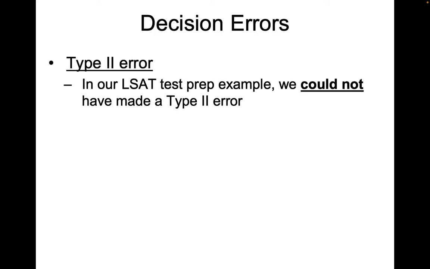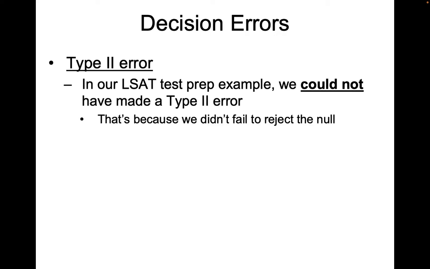In our example, we actually could not have made a type 2 error. And this is because the only time that you make a type 2 error is when you fail to reject the null hypothesis. We didn't fail to reject the null, we rejected the null. Therefore, it wasn't even a possibility to make a type 2 error.